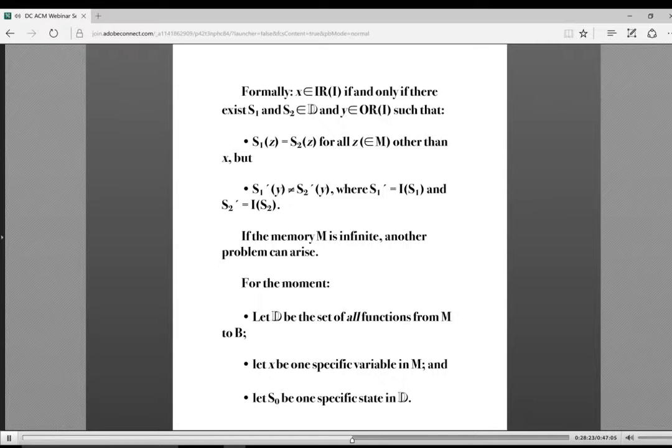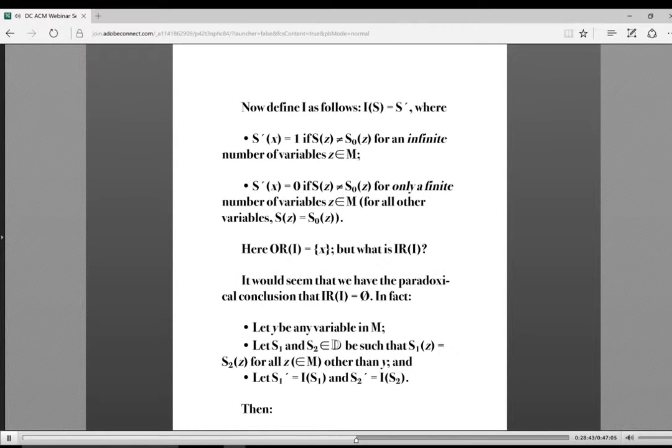Now, if the memory M is infinite, another problem can arise. For the moment, let D be the set of all functions from M to B. Let X be one specific variable in M, and let S sub 0 be one specific state in D. Now define I as follows.